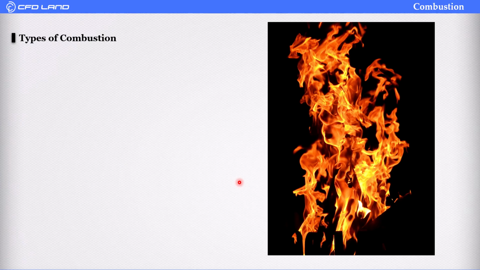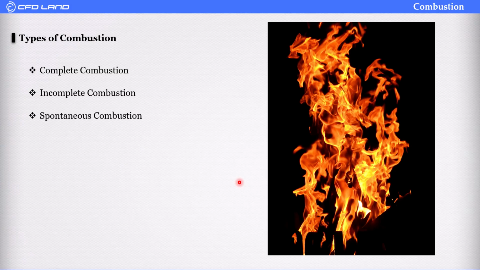There are different types of combustion. We have complete combustion, that is when we have carbon dioxide and water as our products. They are the only products we have. We have incomplete combustion, that is we have byproducts, our emissions. It could be due to excess fuel or excess air. We have spontaneous combustion that is dangerous in environments where highly flammable materials are present, like coal, oil, or other things.